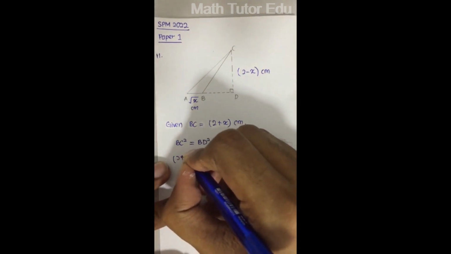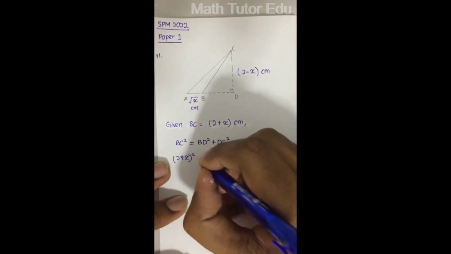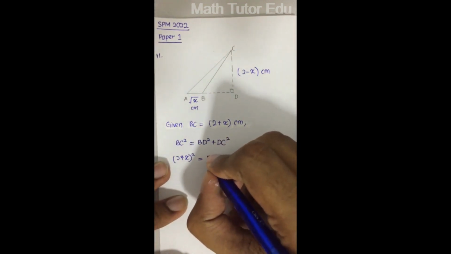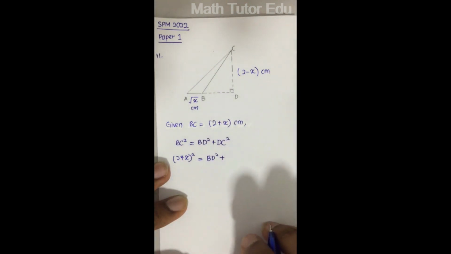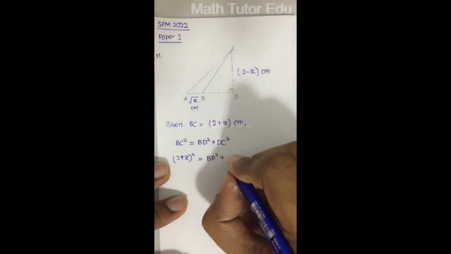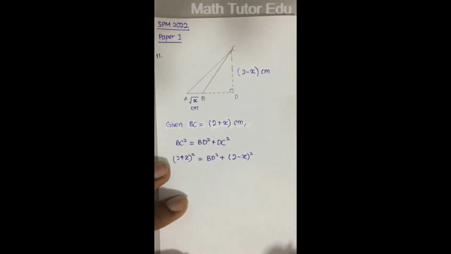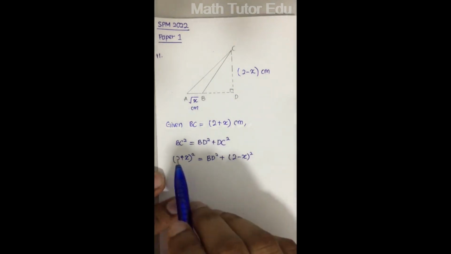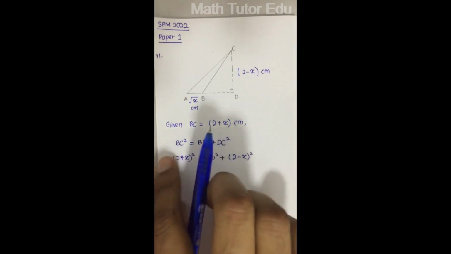Two plus with x square, okay, equals to BD square plus with DC square. So in this case, DC square, it will be 2 minus x square. Okay, so from here let us proceed our discussion. So from here we're going to expand the bracket for the left hand side equation. So let us expand this bracket.